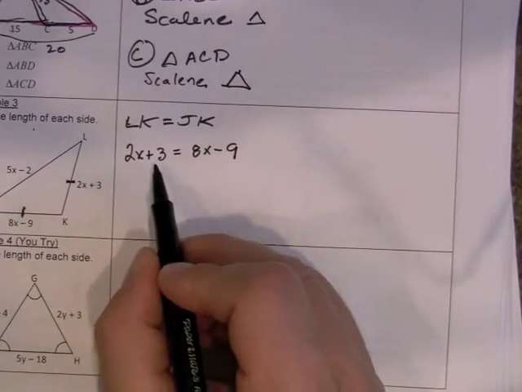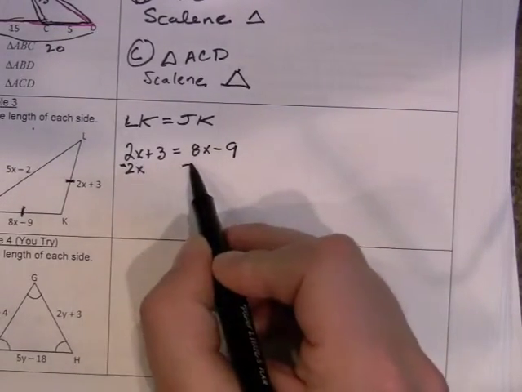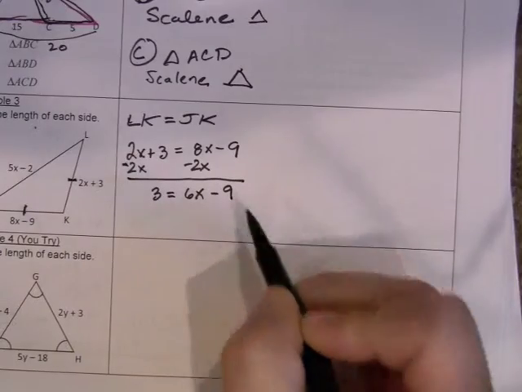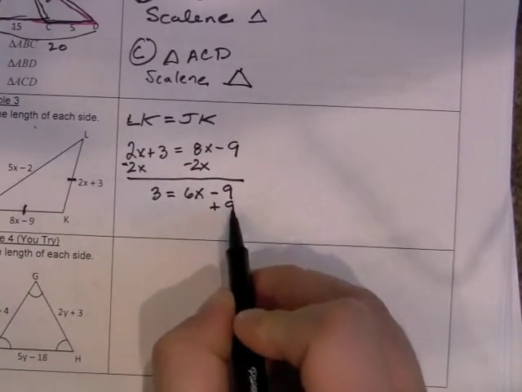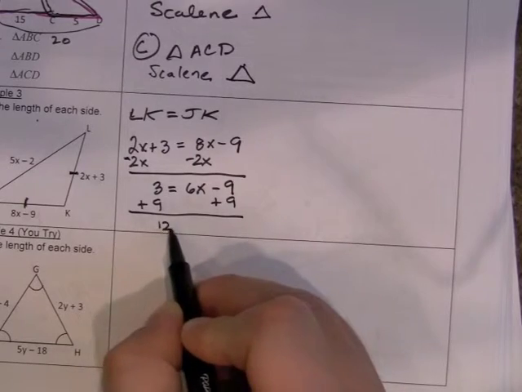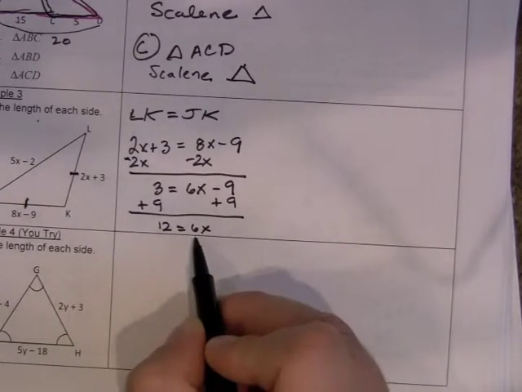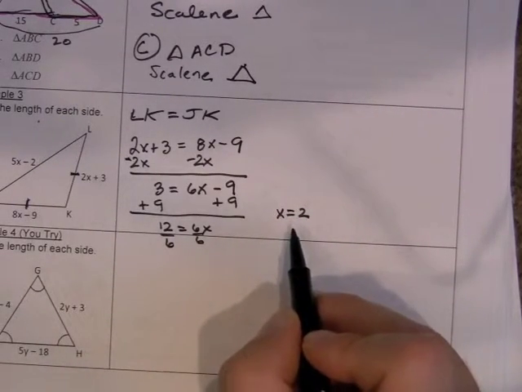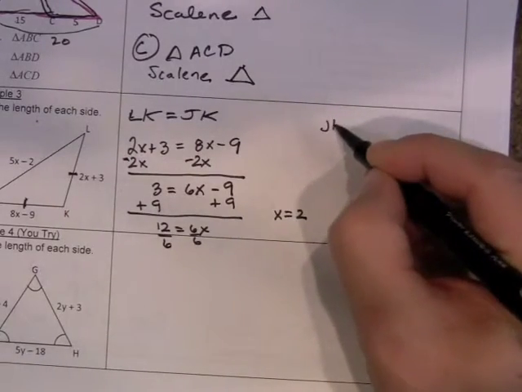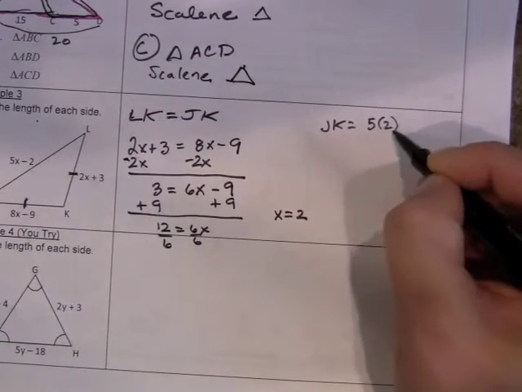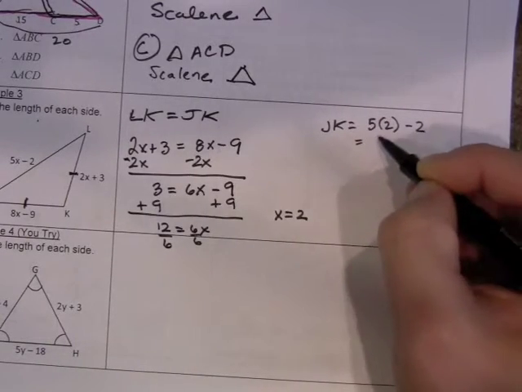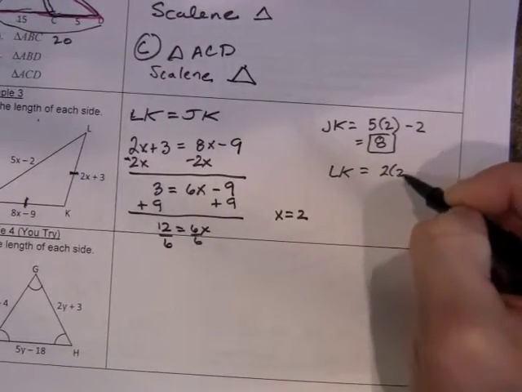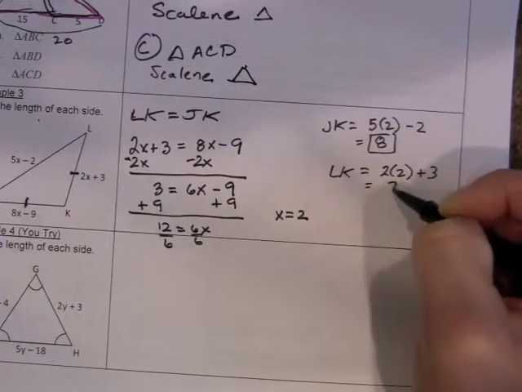And then solving this, I can subtract 2x, which leaves me with 3 equals 6x minus 9. Add 9. So 12 equals 6x. Divide by 6, x equals 2. And now that I have x, I can find each side. So JK is equal to 5 times 2 minus 2, which is 10 minus 2, 8. And LK is equal to 2 times 2 plus 3, which is 4 plus 3, 7.